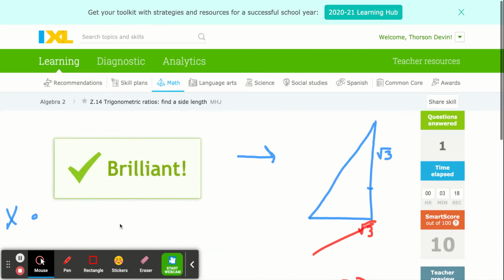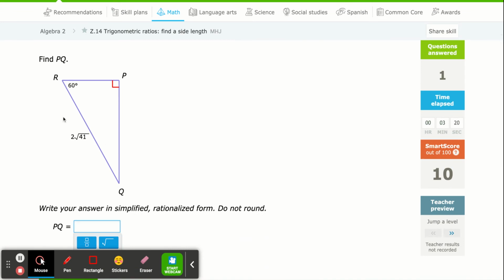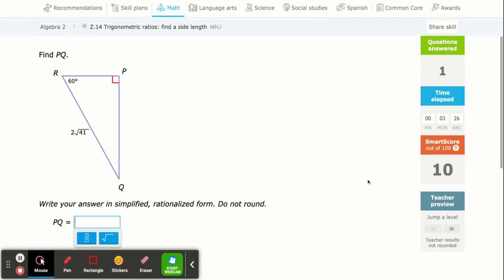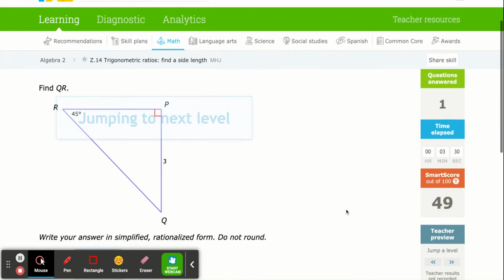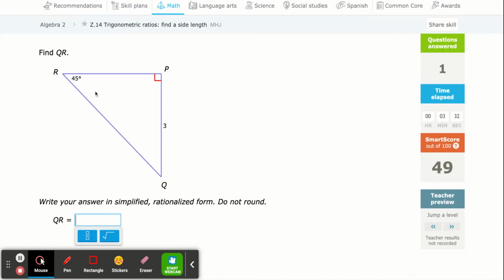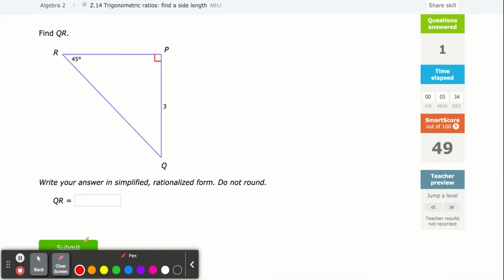Now, if they give you a 30-60 or a 45-45 right triangle, I would recommend using the reference triangles. But as you get higher, you're going to get to angle measures that are not the special angles. Let's do one more that's a 45. We want to find the side QR. QR is the hypotenuse here. We know the 45 degree angle and we know the opposite side.